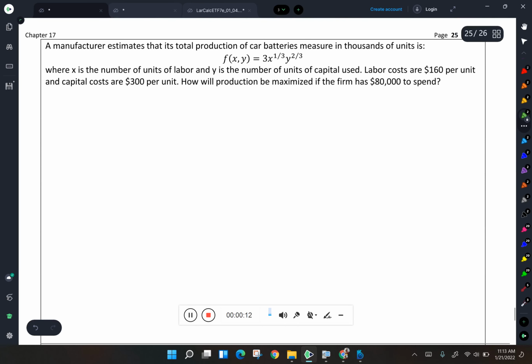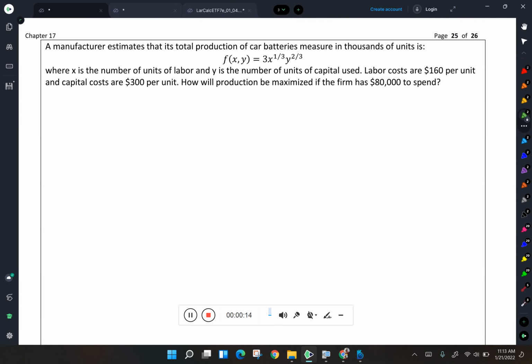Okay. We are in the Lagrange multiplier section, so our job is to maximize a function subject to a constraint, some sort of limitation. All right, so here we go.